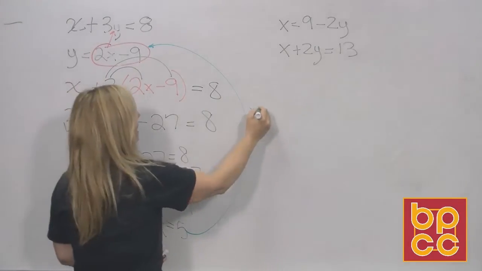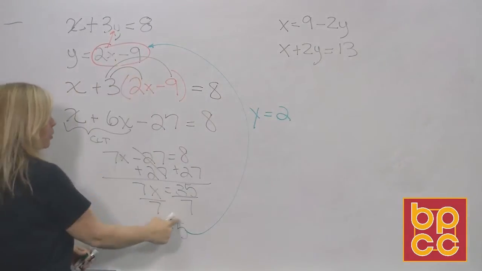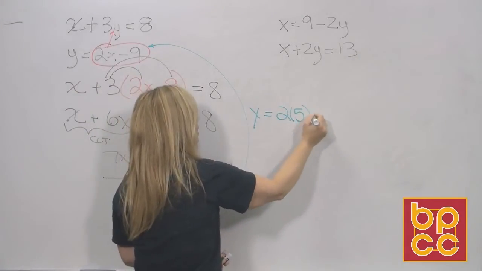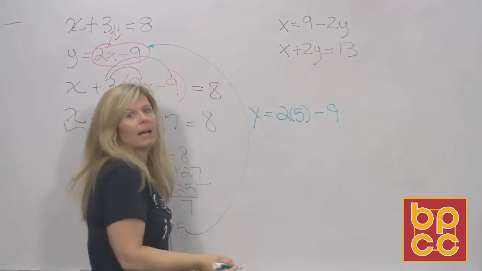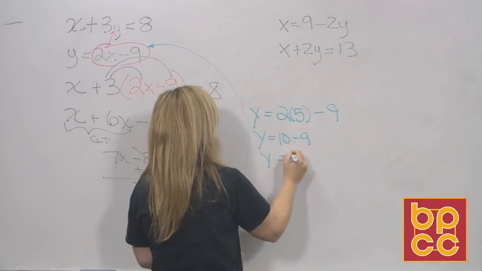So now we're going to rewrite this. We have y equals 2, but instead of writing x, we're going to write 5 minus 9. And now we'll work that out. Y equals 10 minus 9, y equals 1.